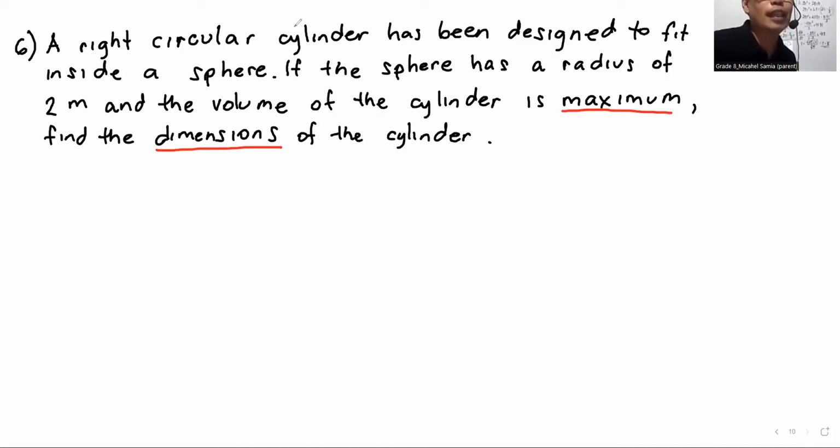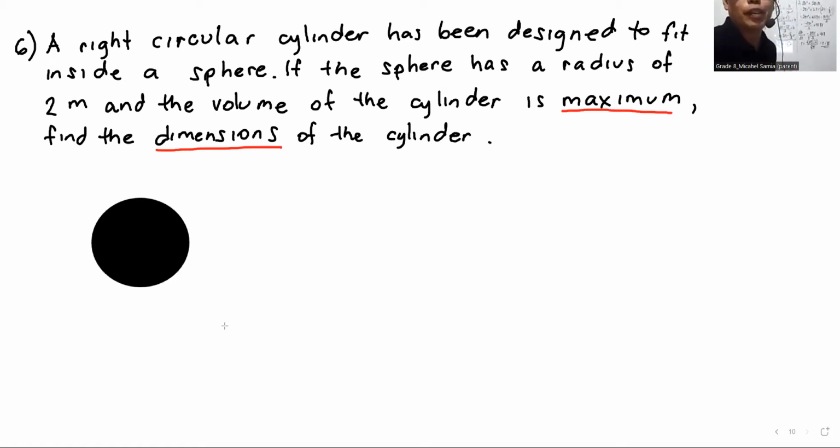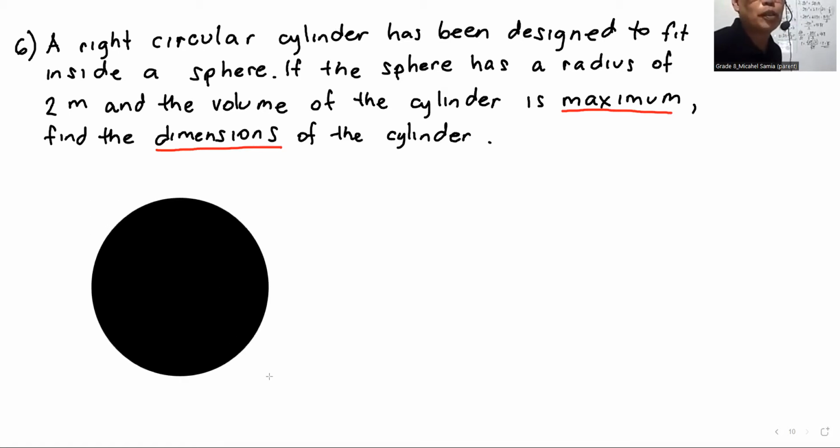Wait. It's not the last problem. The last problem is: a right circular cylinder has been designed to fit a sphere. If the sphere has a radius of 2 meters and the volume of the cylinder is a maximum, find the dimensions of the cylinder. Is it like that, Josh?